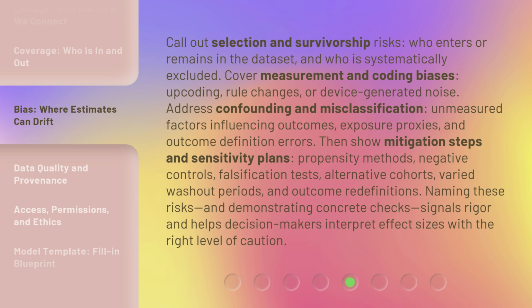Then show mitigation steps and sensitivity plans: propensity methods, negative controls, falsification tests, alternative cohorts, varied washout periods, and outcome redefinitions. Naming these risks and demonstrating concrete checks signals rigor and helps decision-makers interpret effect sizes with the right level of caution.